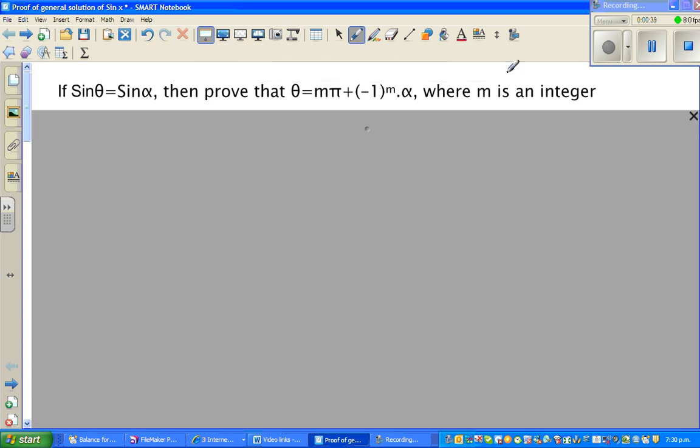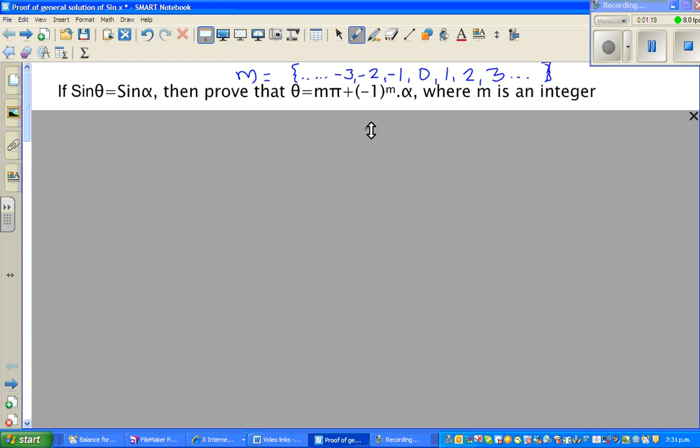Now, m is an integer. When you say integer, it consists of the negative and the positive integers. So if you want to write the set of integers, it is from negative infinity to negative 3, negative 2, negative 1, 0, 1, 2, 3, and so on. In words, it means all the positive integers, 0 and the negative integers. M is an integer means all positive, negative and 0.